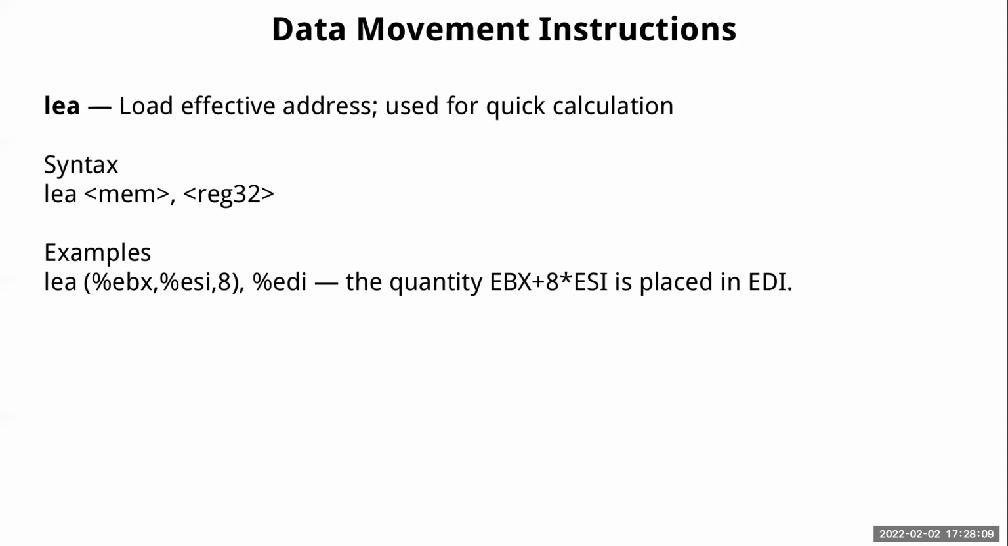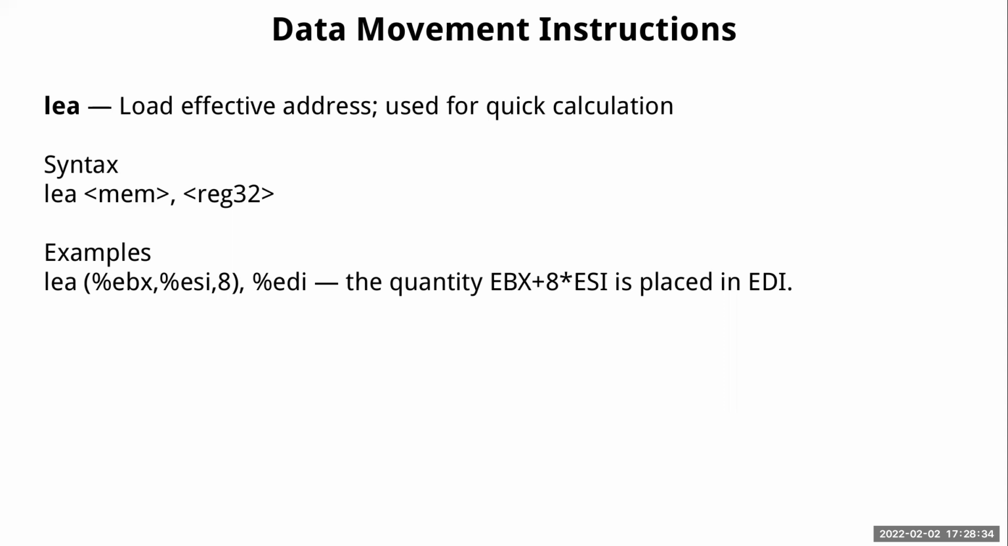This one? Just remember this one as EDI assigned the value ESI times 8 plus EDX. Just remember that one, and remember the name of it. For example, you may ask, why do we need an instruction to do this? Because there is no other instruction to do that.